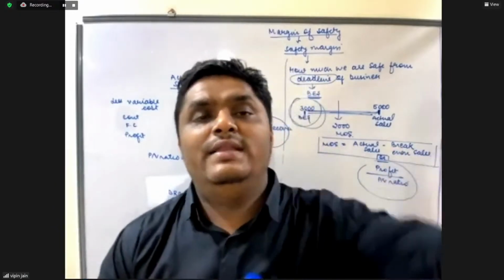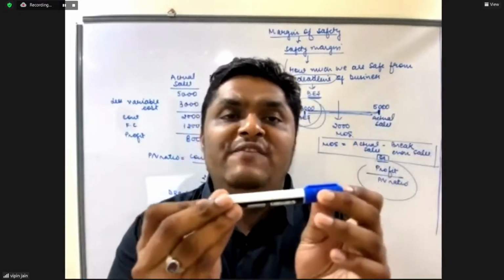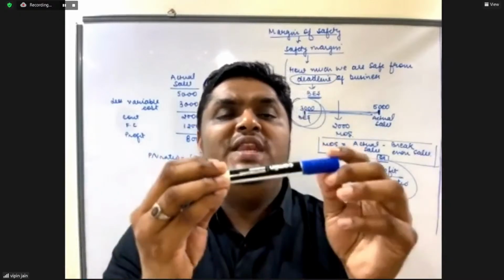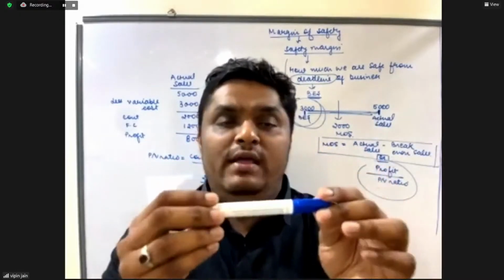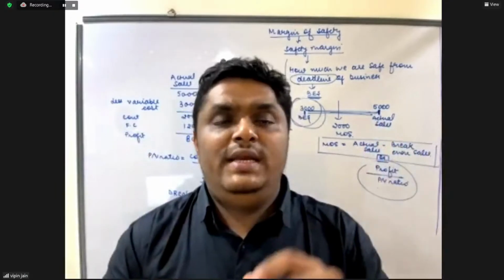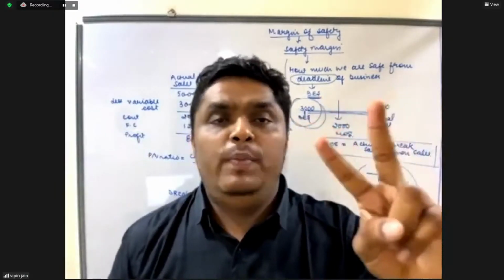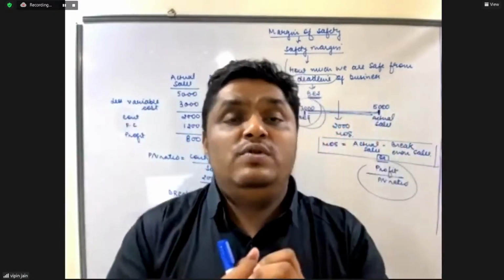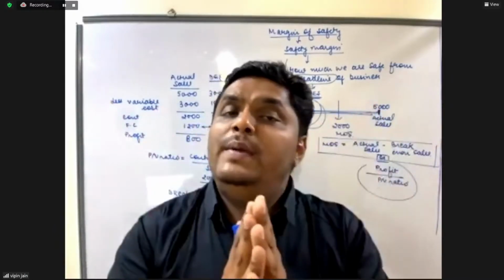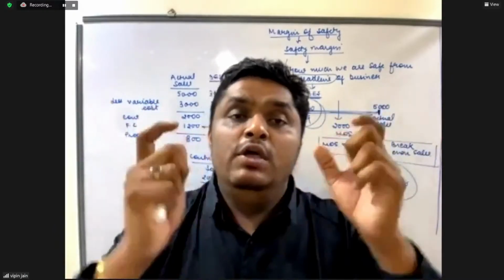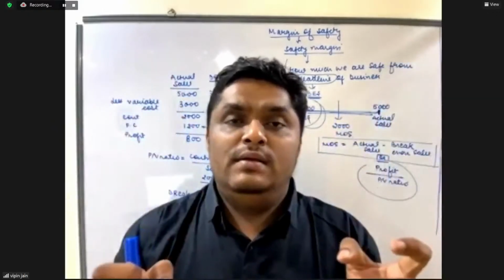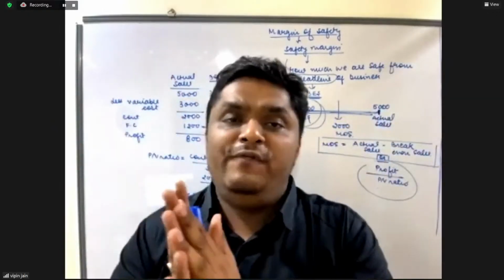So as discussed, again, the same example. Let's say I'm the manufacturer of this pen, and this pen is manufactured at a variable cost of 8, and I'm selling this pen for rupees 10. How much am I recovering? Rupees 2 per pen. So let's say my fixed cost is 1 lakh. So what will be my break-even sales? 50,000 pens. So it means at 50,000 pens, you are able to recover your fixed cost.